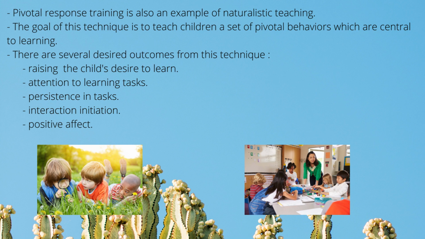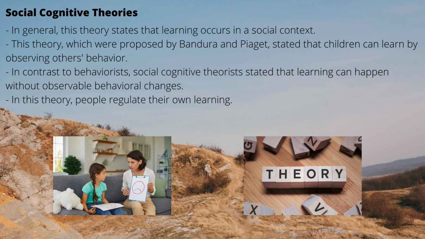Pivotal response training is also an example of a naturalistic teaching and learning approach used with young children, especially below 12 years old. The goal of this technique is to teach children a set of pivotal behaviors which are central to learning. There are several desired outcomes from this technique. Number one is raising the child's desire to learn, to make the child interested in learning. Then attention to learning tasks, so that they can focus. Then persistence in tasks, and also interaction initiation, and also to have a positive effect.